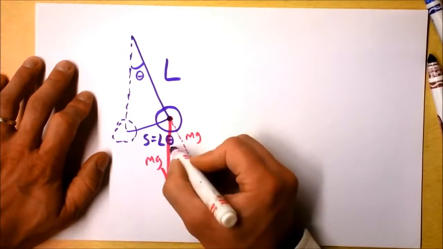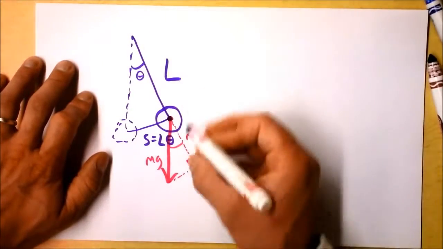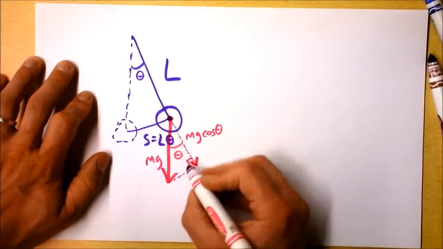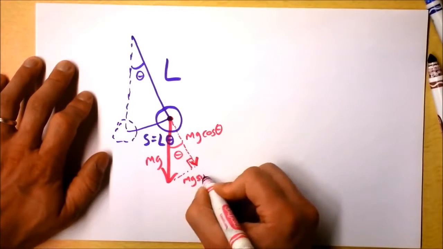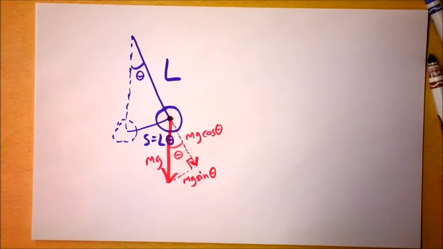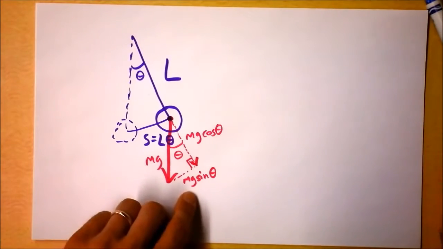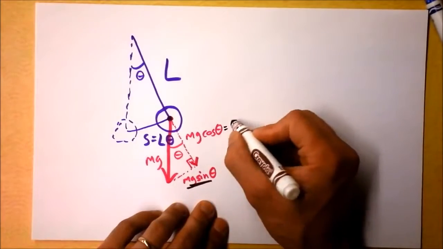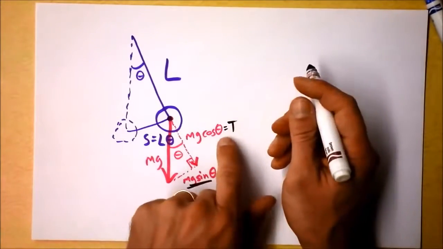So this component of the weight is canceling tension. This is m times g times, well, what's that angle right there? Is that the same theta? You bet it is. So this is m times g times cosine theta. And this right here is m times g times sine theta. Can you tell me which component of the force is providing the restoring force in this situation? Our restoring force right here is m times g times sine of theta. Very good. This is the restoring force, and this is just equal to the tension, assuming it's not moving.